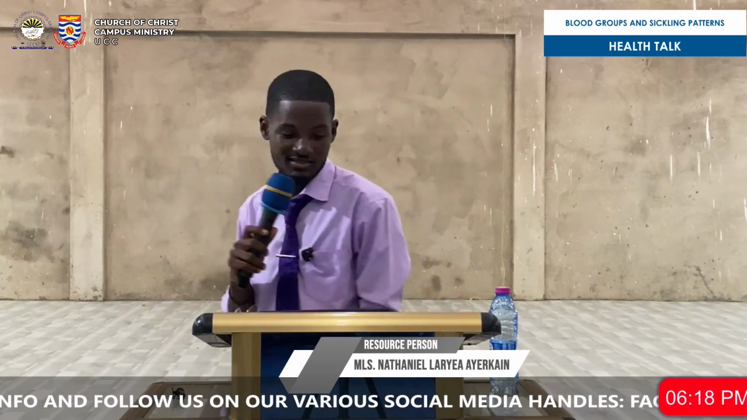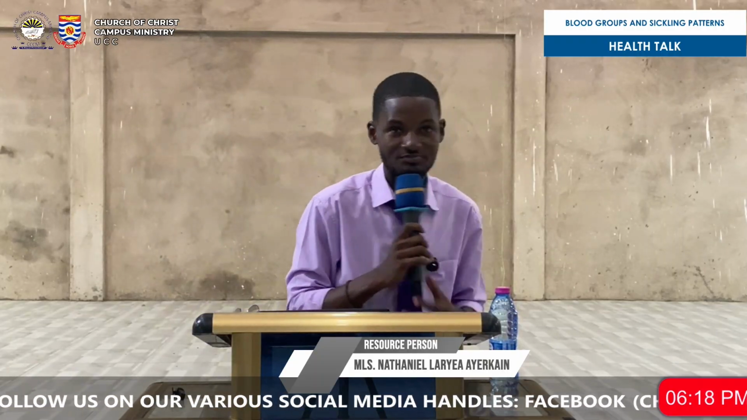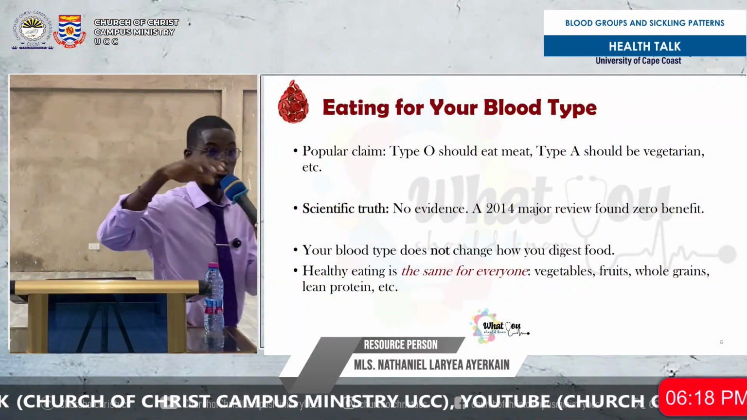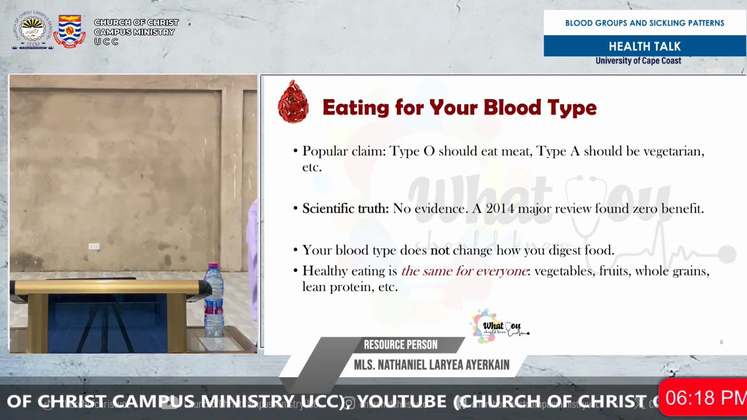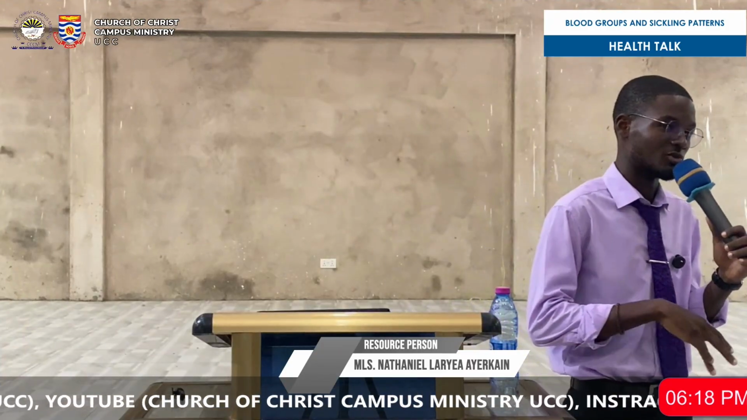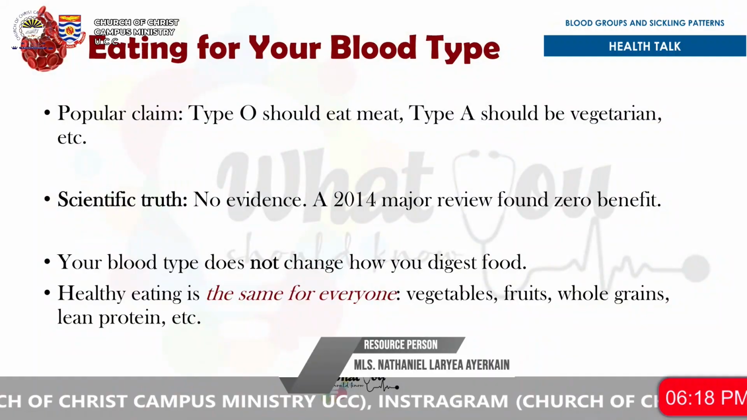Then my favorite, eating for your blood type. So there's a concept called the blood type diet, right? Where people say that if you are blood group B, you must be a vegetarian. If you are blood group A, don't drink milk, don't chew cashew nuts, don't eat sausage, etc.